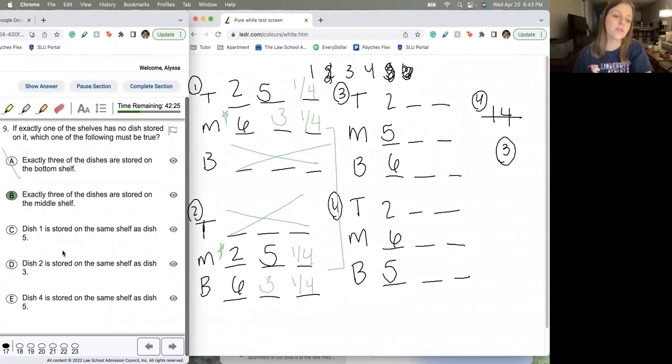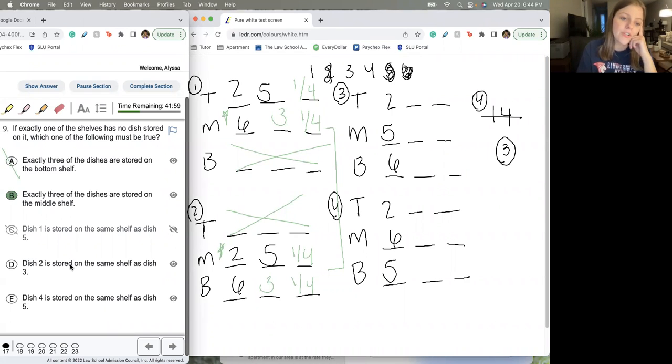Does it have to be true that dish 1 is stored on the same shelf as 5? No. 1 and 4 are going to flip between one another. Or scratch that, I should just say 1 and 4 can flip between one another in both the worlds. So there's no set place that 1 is going to go to. We could have the world where 1 is with 3 and 6 on that middle shelf. Doesn't have to go with 5.